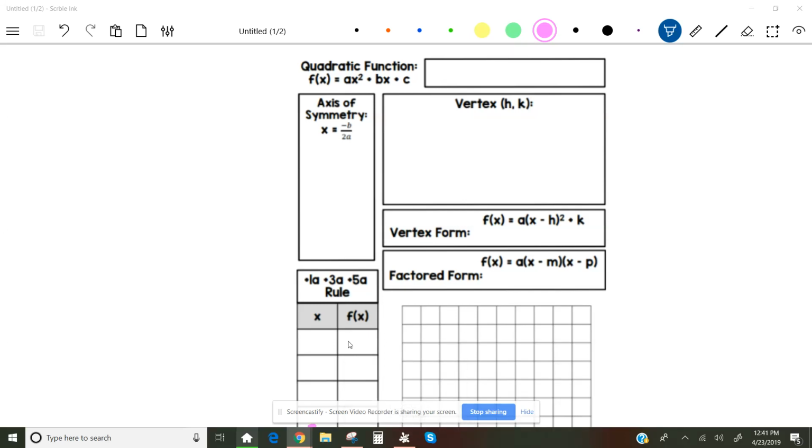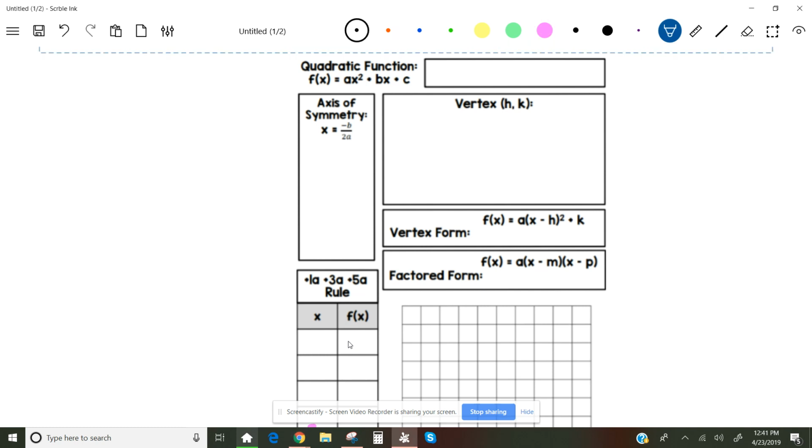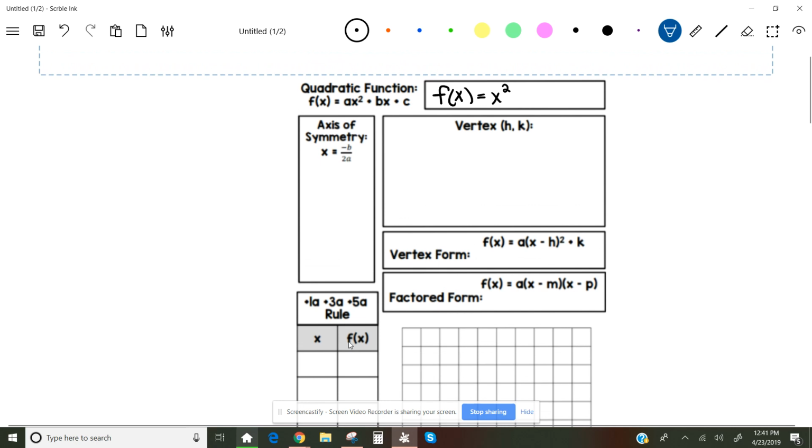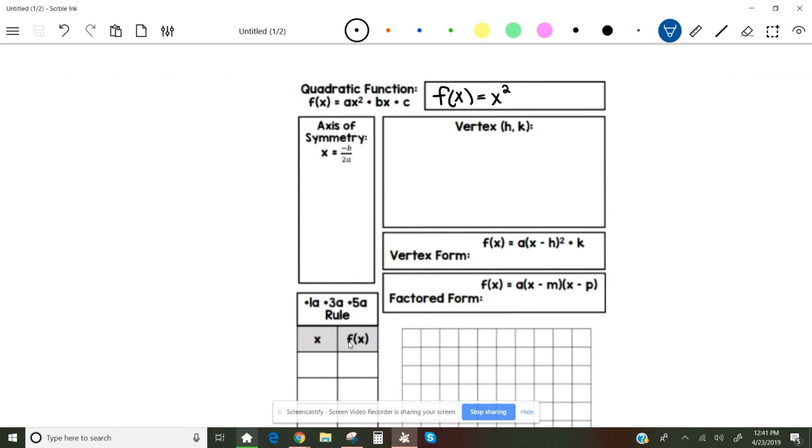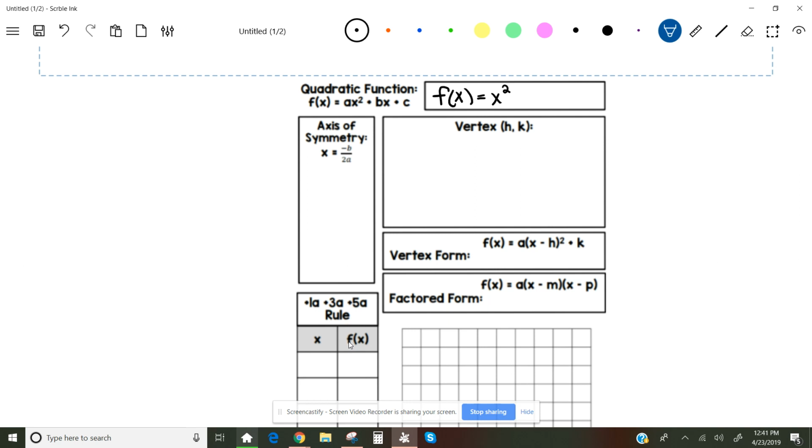Okay, so we're going to start with the outside of your foldable, and we are going to be looking at the parent function for quadratic equations, which is f of x is equal to x squared. Now, this particular equation is in standard form, which is this we have right here with a, b, and c being coefficients. So the first thing that we need to do is define our coefficients. What's a, what's b, and what's c?